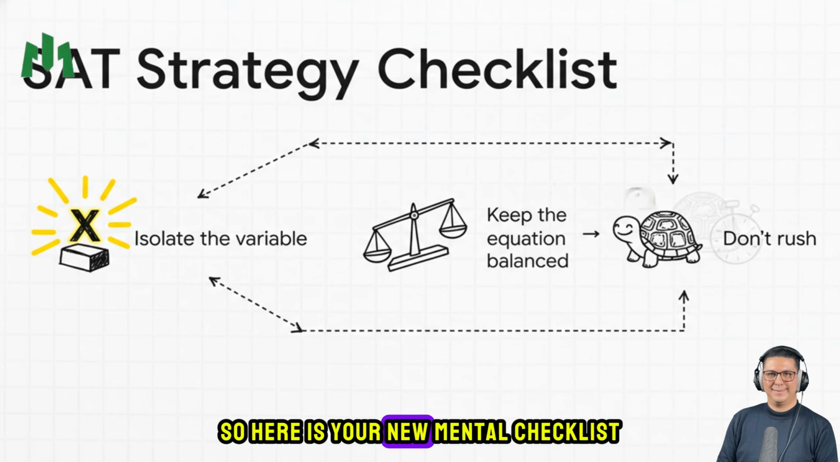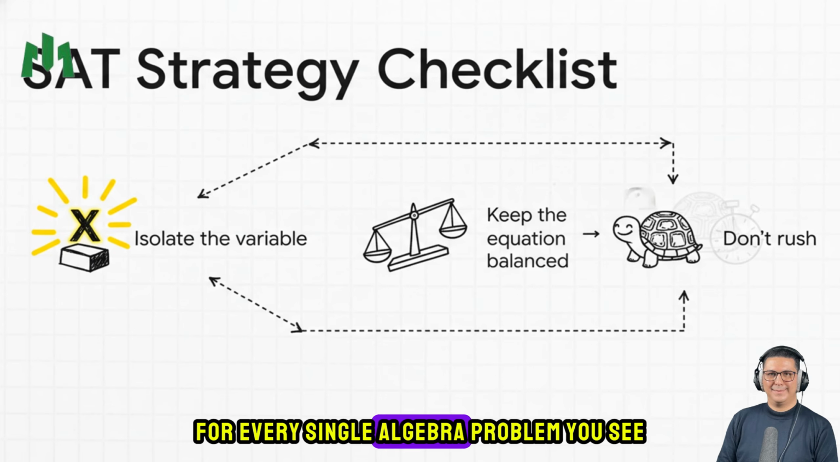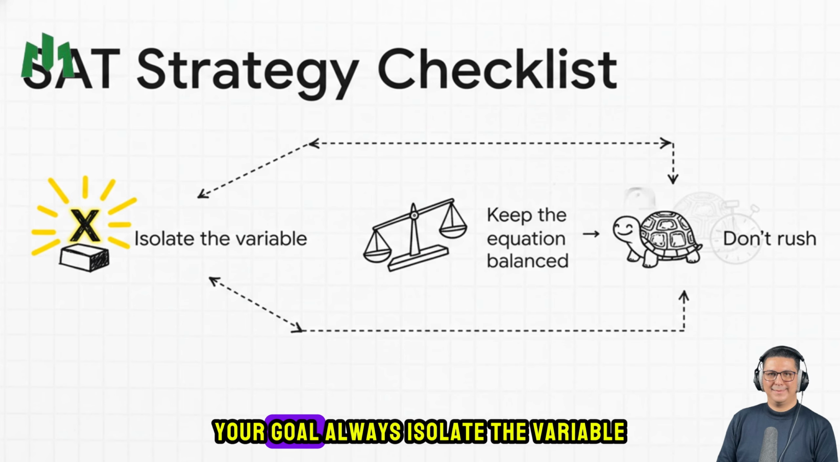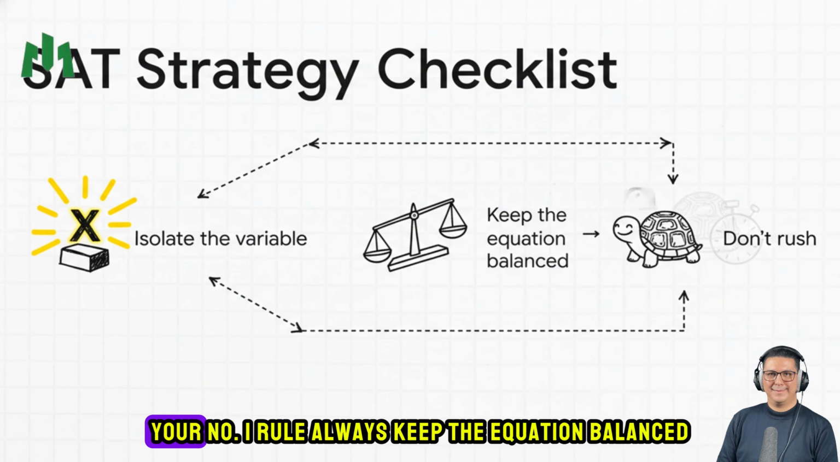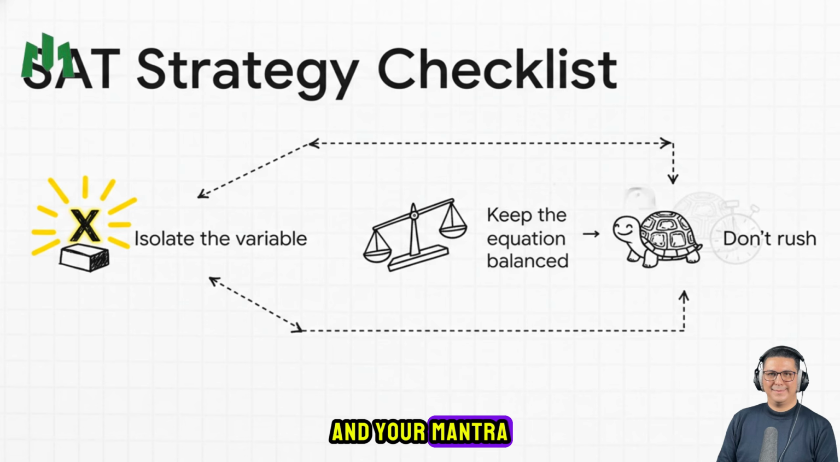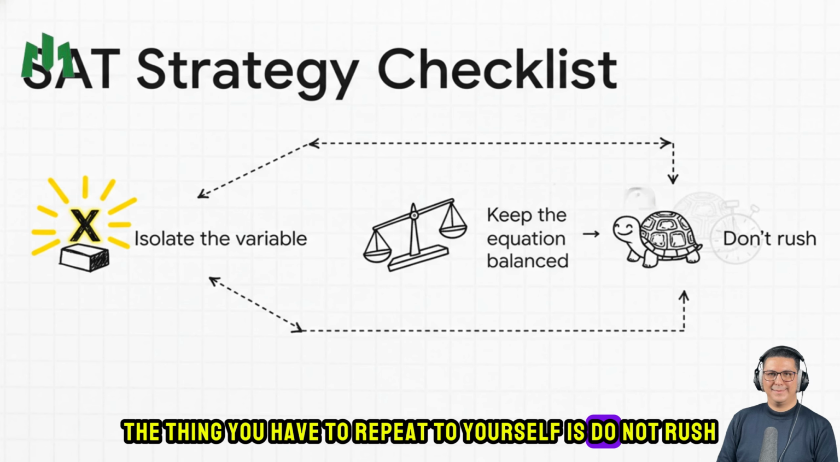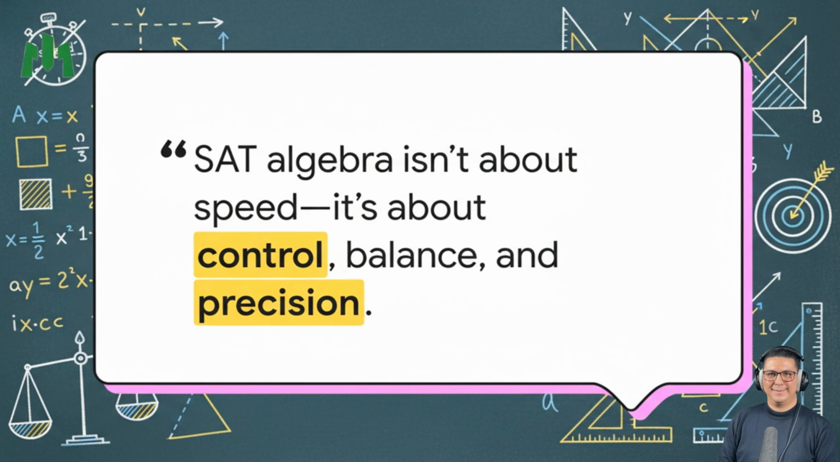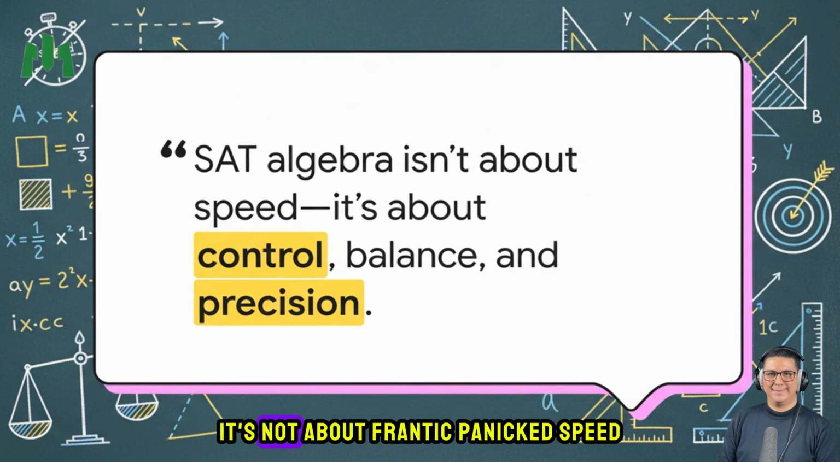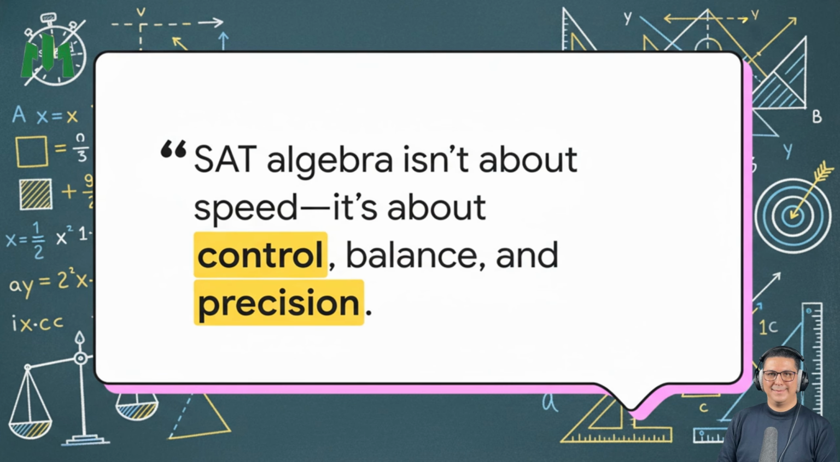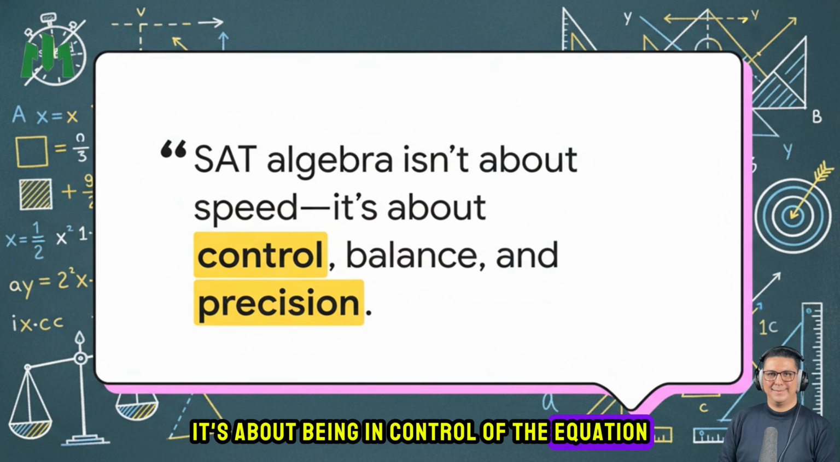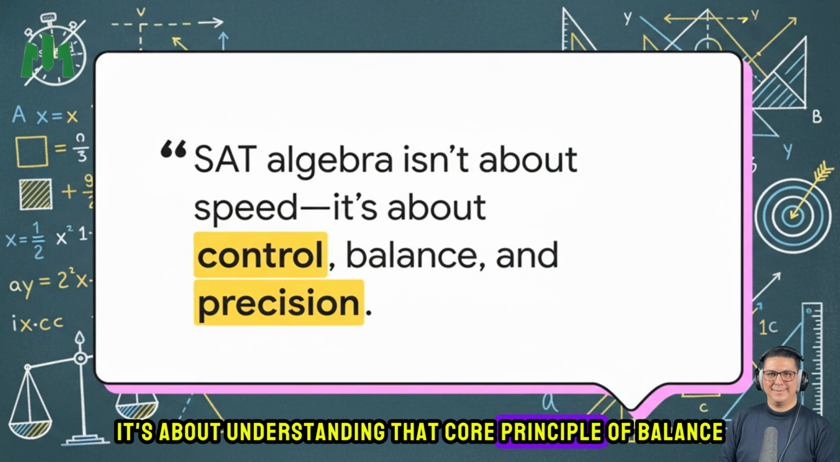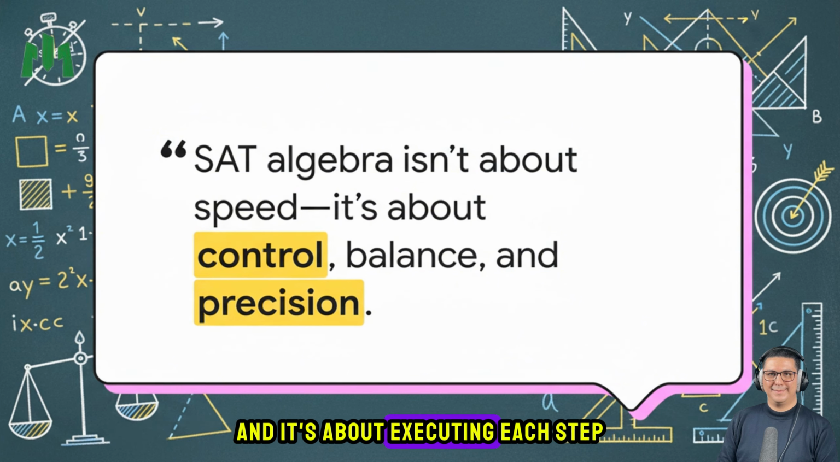So, here's your new mental checklist for every single algebra problem you see. Your goal: always isolate the variable. Your number 1 rule: always keep the equation balanced. And your mantra, the thing you have to repeat to yourself is, do not rush. I really want this to be your new mindset. When you see these problems, it's not about frantic, panicked speed. It's about being in control of the equation. It's about understanding that core principle of balance. And it's about executing each step with total precision.